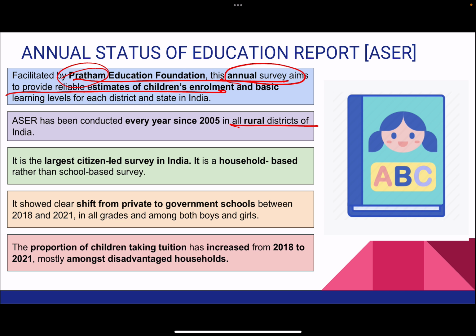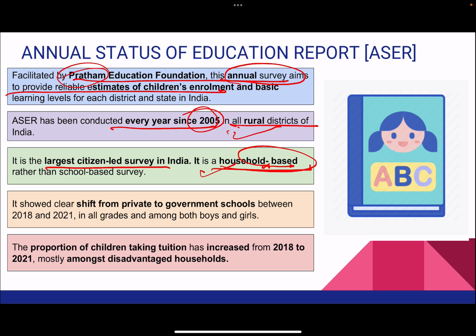It is not a school-based survey, it is a household-based survey. In normal surveys, the researchers go to the schools and do the survey, but here it is household-based. So they go to the households and survey the children who go to school. This is the difference here, and it is the largest citizen-led survey in India. It is conducted every year, ये 2005 से conduct हो रहा है, and since 2005 every year it is conducted in all the rural districts. The main purpose is to estimate the learning level of the children who are going to school.